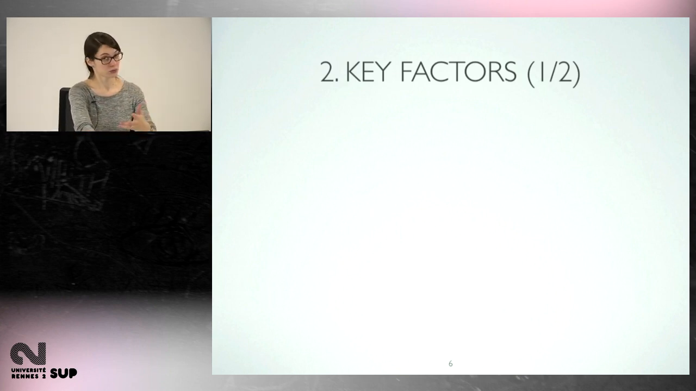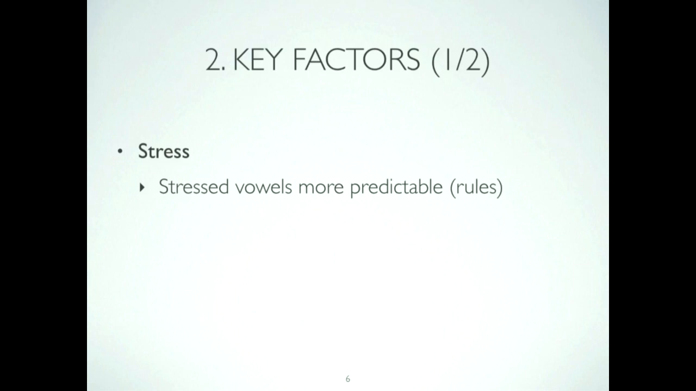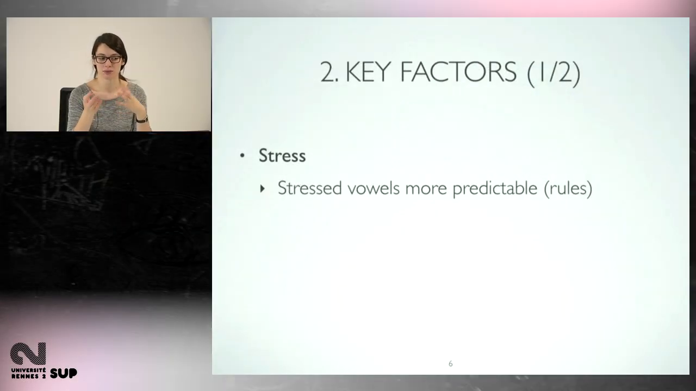So if you've had a look at the words that appear in the exercise, you might have seen that in all the words that I gave you to analyze, the highlighted vowel was always stressed. Why? Because stress is a key factor in predicting the value of a vowel in context. That is, stressed vowels are always more predictable than unstressed vowels.